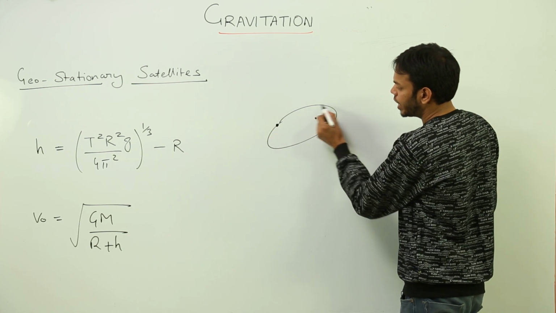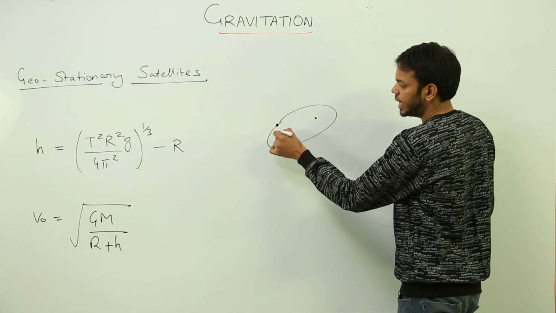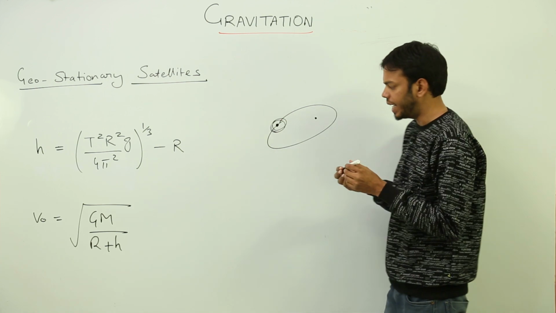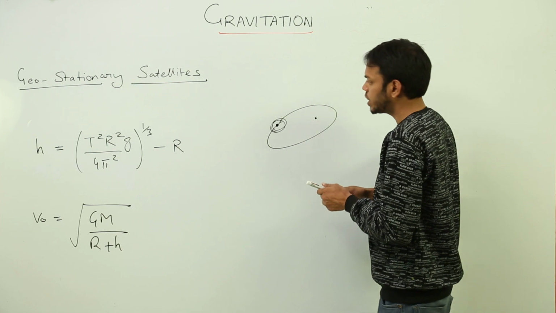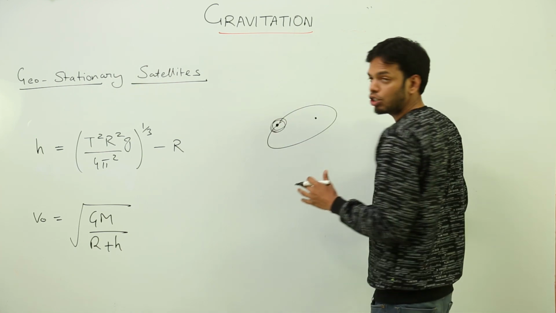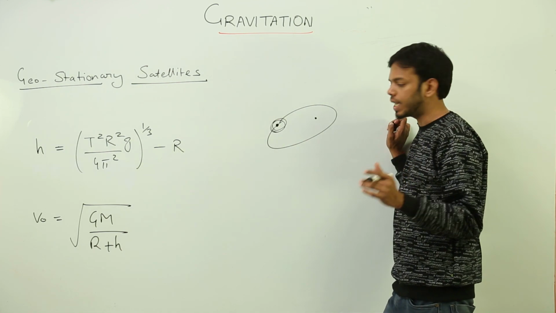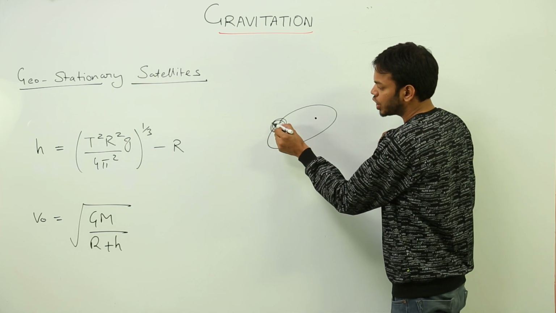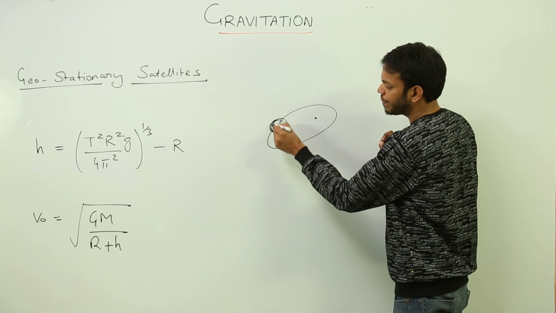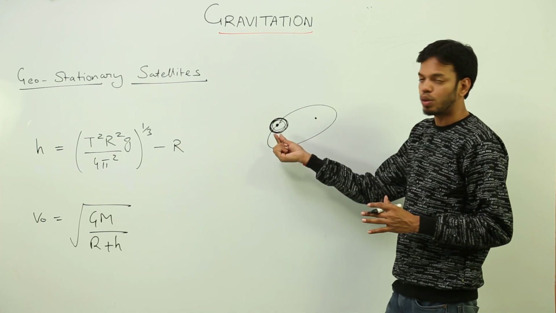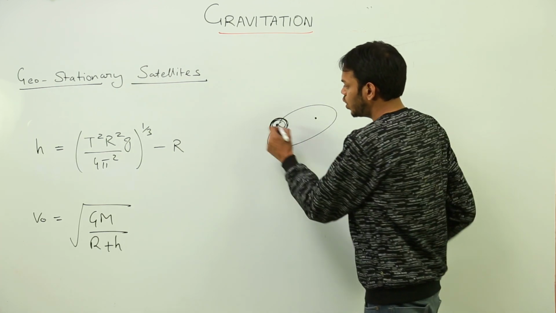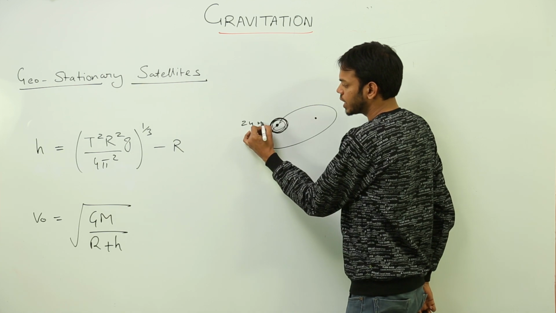So this is called revolution, plus the internal motion of the planet, that is its rotation, which is called its rotational motion. So this type of satellite, that is geostationary, another name is geosynchronous satellite. The time period of rotation of this satellite about the planet would be exactly equal to that of the planet. So for Earth it would be 24 hours.